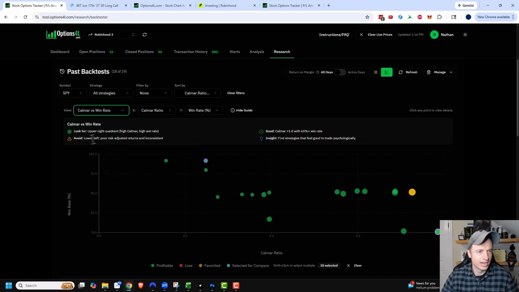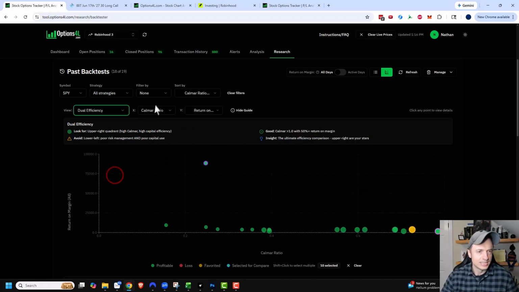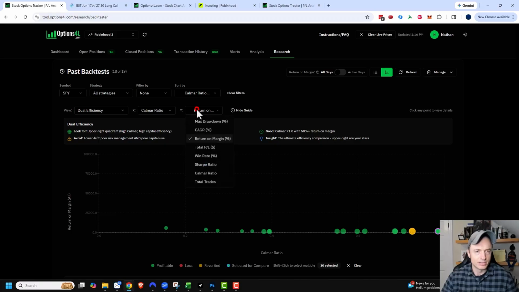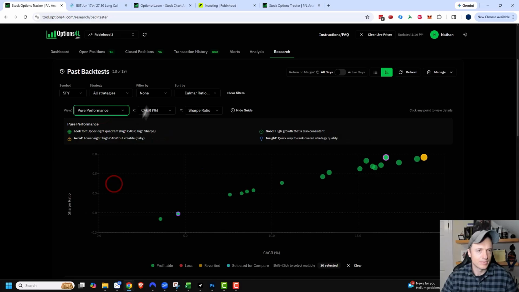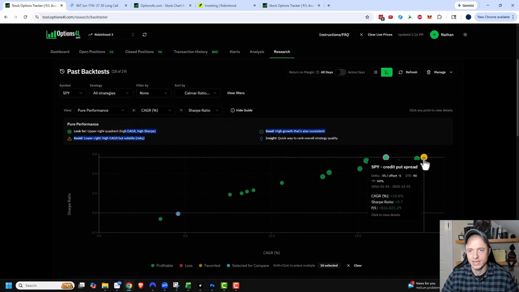Calmar versus win rate. Upper right quadrant, high Calmar, high win rate. So we got our gold one, we got our now purple one right there. Let's move on to dual efficiency, which is Calmar ratio versus return on margin. And we got our gold one and our purple one right there. Okay, and we got peer performance, which is CAGR versus Sharpe ratio. And we're looking at the upper right quadrant, which is our gold one again.